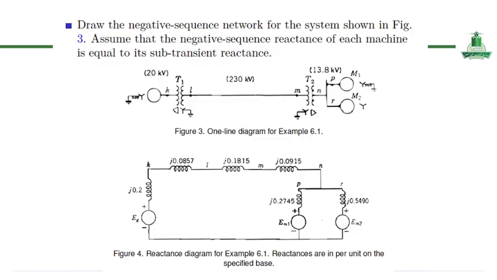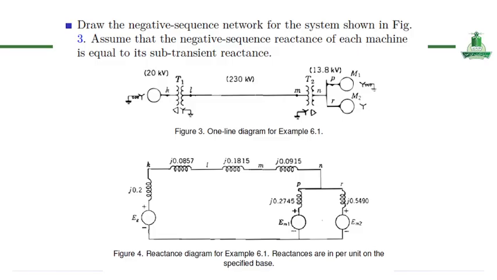All right, this slide introduces the task of constructing the negative sequence network for the given power system. In symmetrical component analysis, the negative sequence network represents how the system behaves under unbalanced conditions such as a line-to-line or double line-to-ground fault. Unlike the positive sequence network, there are no internal voltage sources in the negative sequence model. All generators and motors are represented only by their negative sequence impedances.